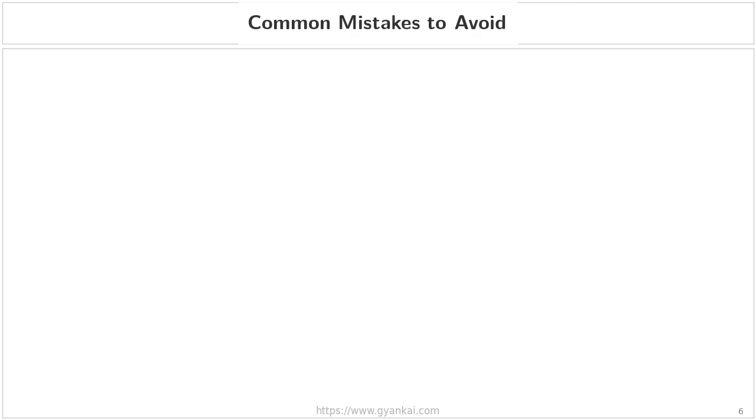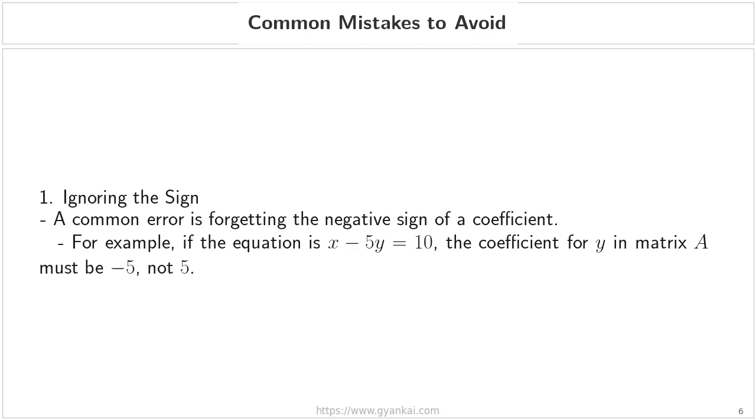Common mistakes to avoid. First, be very careful not to ignore the signs. A common error is forgetting the negative sign attached to a coefficient. For instance, if you are looking at the equation x minus 5y equals 10, the coefficient for y in your matrix must be negative 5, not just 5. Always check if a term is being subtracted.